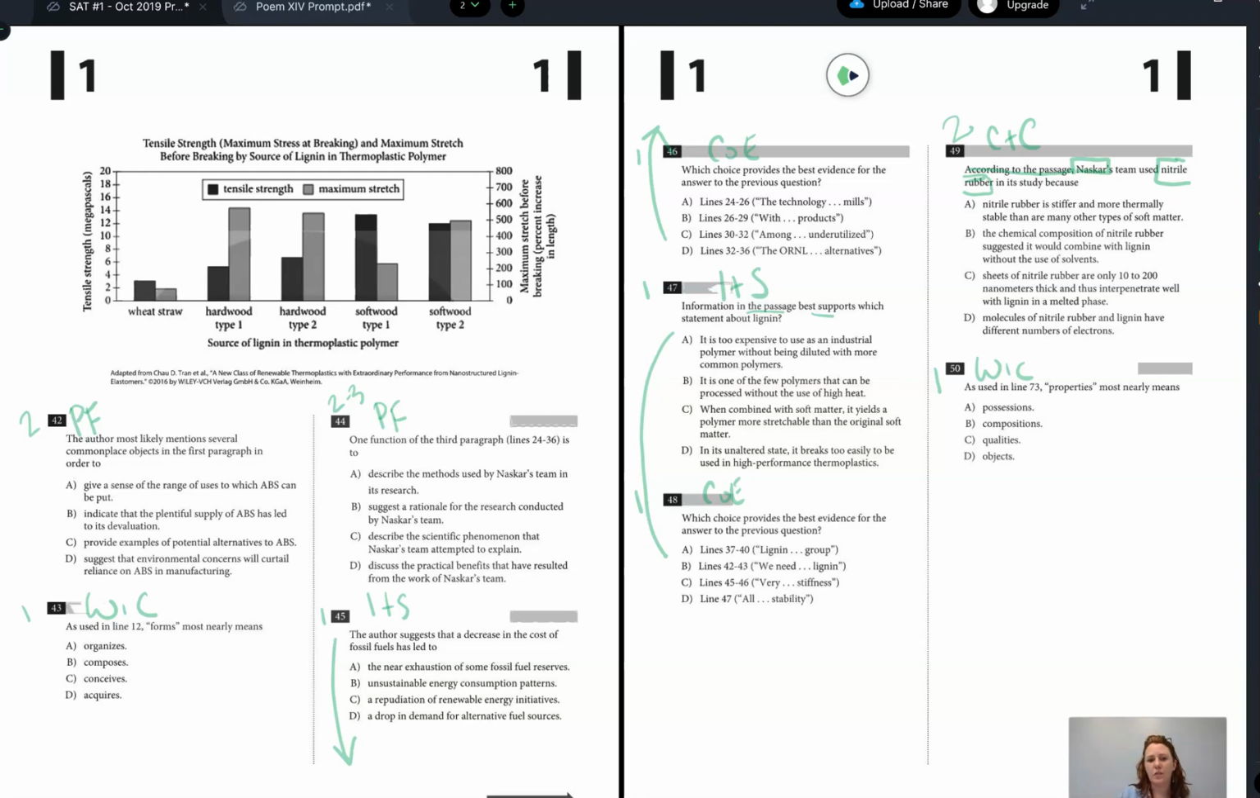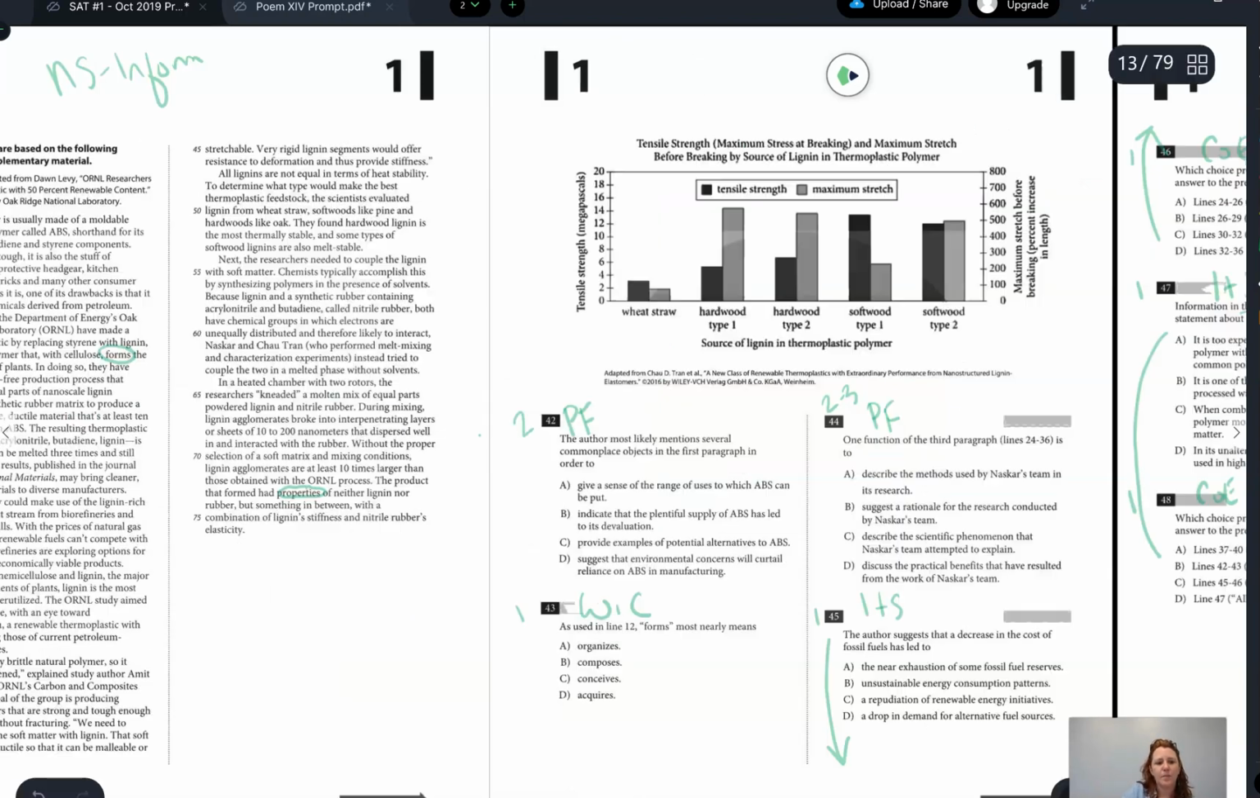So let's remind ourselves of our roadmap. We're going to stop and think of why the author mentions these objects in the first paragraph. We're going to stop at the word forms and try to come up with a different idea or concept behind that word. We're going to stop after the third paragraph and just kind of ask ourselves what role it's playing within the piece as a whole. We're going to look for nitrile rubber, and then we're going to stop at the word properties. So not too much to keep in mind.